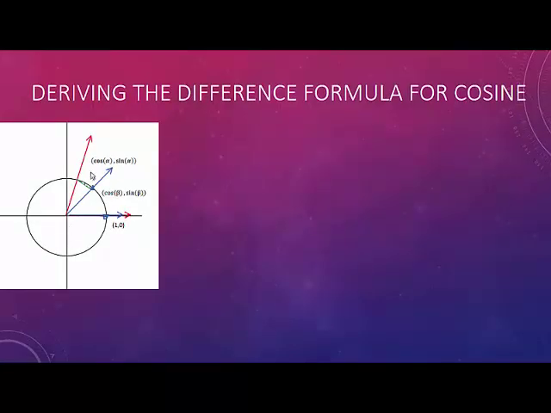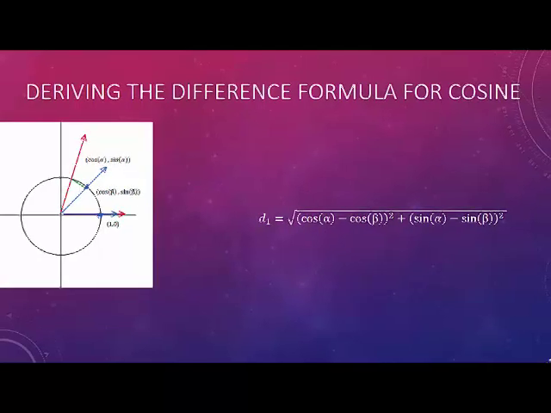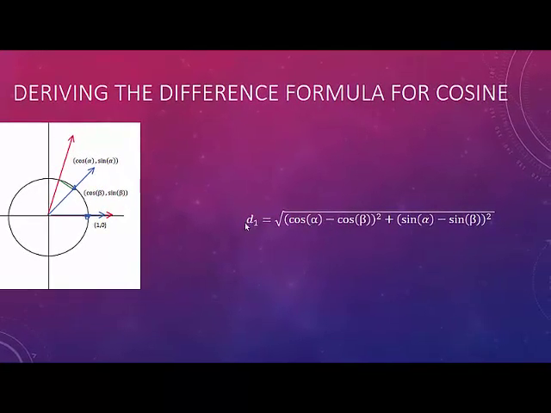I wanted to focus on the green line segment I have between these two points, between the terminal sides of alpha and beta. And using the distance formula, we get a statement that looks something like this. So the distance is always the square root of the difference between the x values squared plus the difference between the y values squared. So these were just the two points that we had used before.